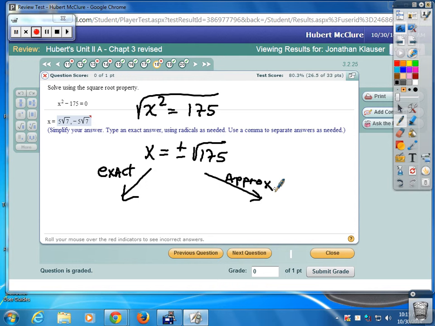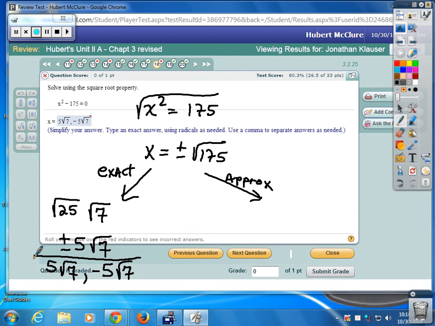So 175, the first thing I think of is 25. Why? It's a perfect square, right? And how many quarters in $1.75? 7. So x is equal to positive or negative 5 times the square root of 7. So that's your answer there, but they may not want it that way. They may want it like this: 5 times the square root of 7, comma, negative 5 square root of 7. That's probably the way they want it.